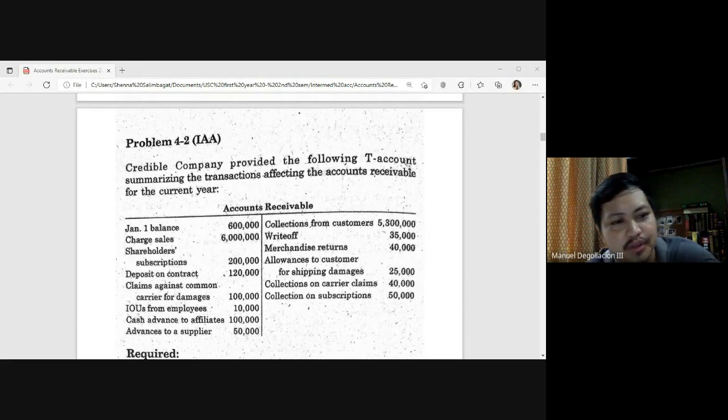Okay, so your task, Ms. Sumbilon, would be to guide us on how to compute for the correct ending balance of our accounts receivable. Where should we start?